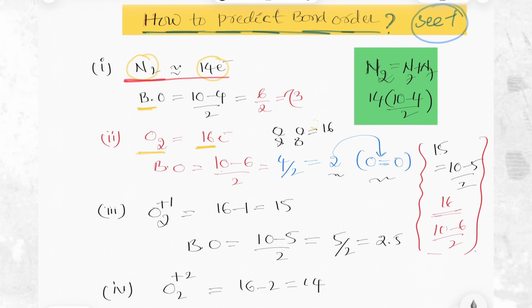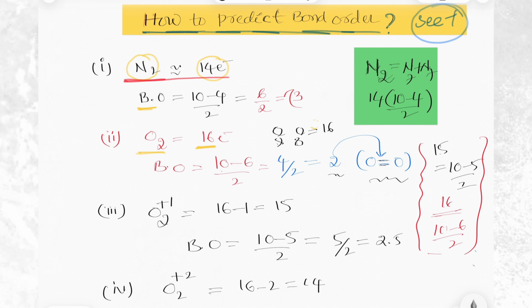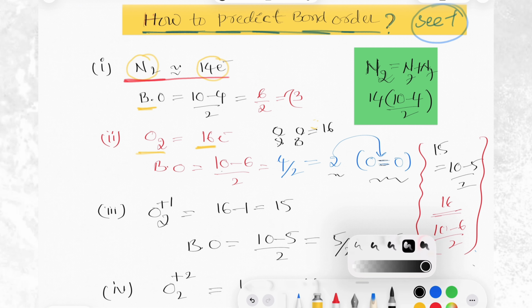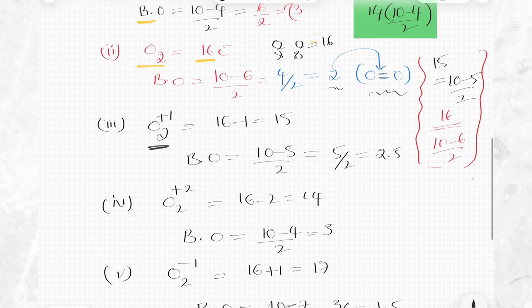So what is the meaning of this? Our oxygen contains two bonds. Two bonds, don't forget this. That's why the bond order is 2 for O2. Similarly, come to O2 plus.